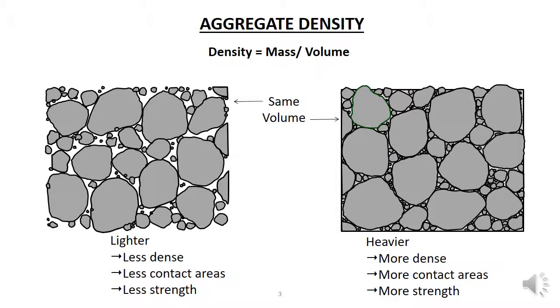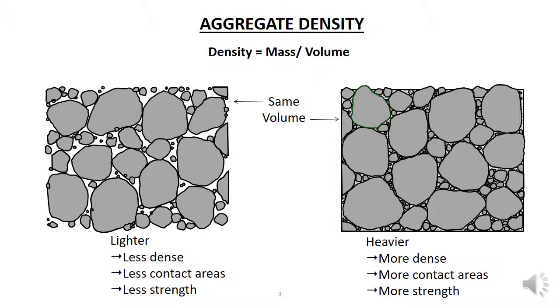The diagram above shows two samples of the same type of aggregate of the same volume, but one weighs more than the other because more aggregate particles are packed into the same space, so the one that weighs more is on the right. The heavier sample, on the right, has a higher density because there are more aggregate particles packed into the same volume. More aggregate particles means more contact areas between the particles. Contact areas provide the strength of the aggregate, which is why the denser sample would be stronger because it has more contact areas between particles.